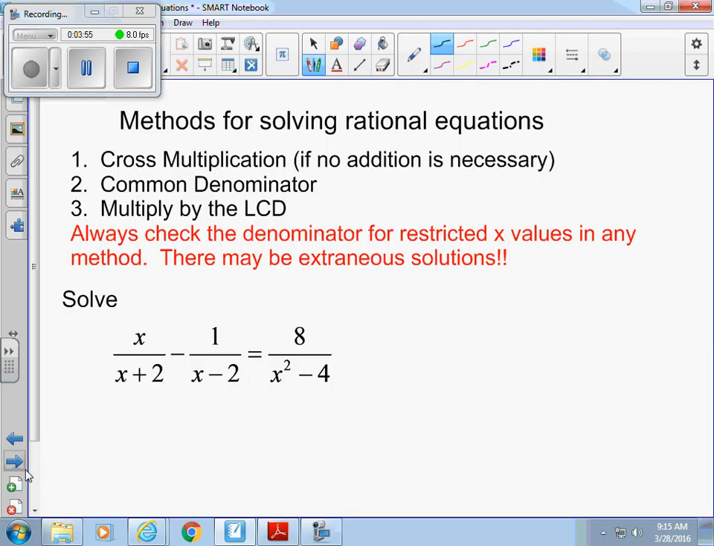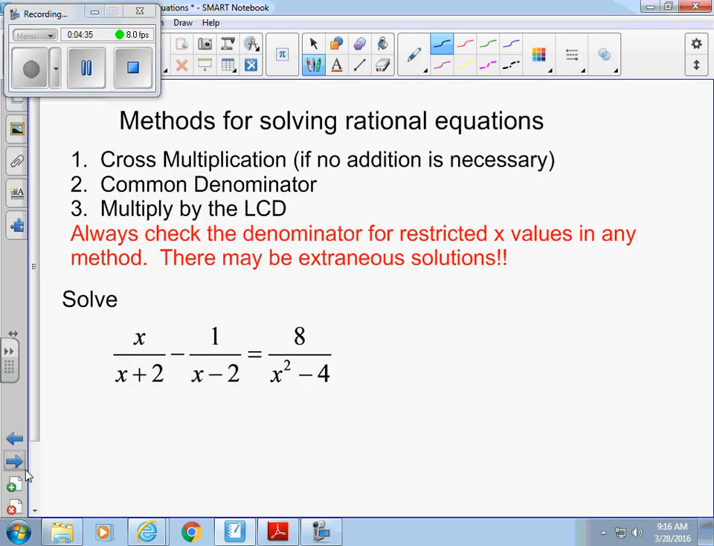All right, so today we're going to look at methods for solving rational equations. As always, we want to not forget things we already know how to do. So, step 1, if cross multiplication looks easy, do it. However, if you have 2 fractions that are added together on one of the 2 sides of the equal sign, probably not going to be our best choice. And there are some other reasons that cross multiplication may not be our best choice.